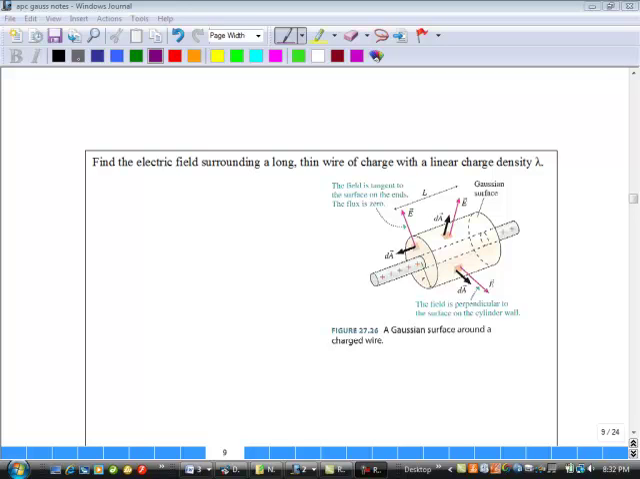Next up, as we talk about Gauss's law, is our Gauss's law with cylinders.